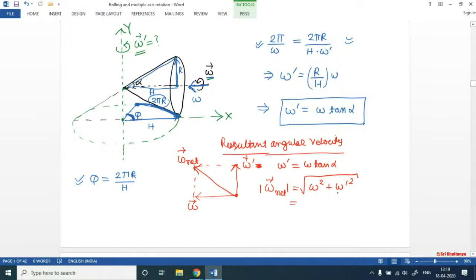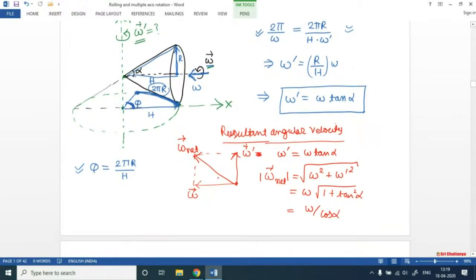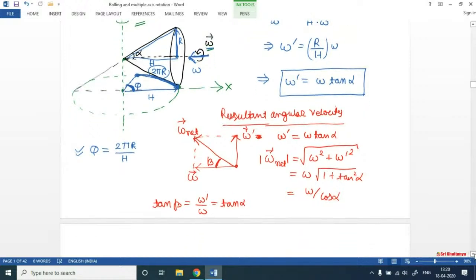Since omega dash is omega tan alpha, this is omega times the root of 1 plus tan square alpha, and 1 plus tan square alpha is equal to sec square alpha, and the root of it would be sec alpha. So this is simply equal to omega by cos alpha. This is the magnitude. Direction wise, let's say this angle is beta, so tan beta is nothing but omega dash by omega, which is equal to tan alpha. So you must realize beta is equal to alpha.